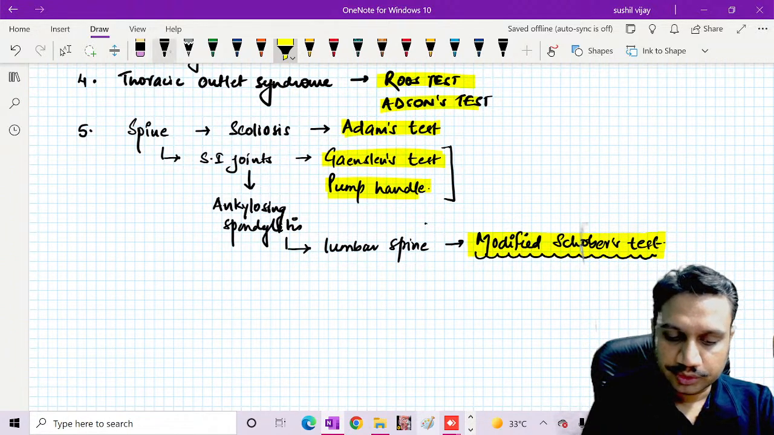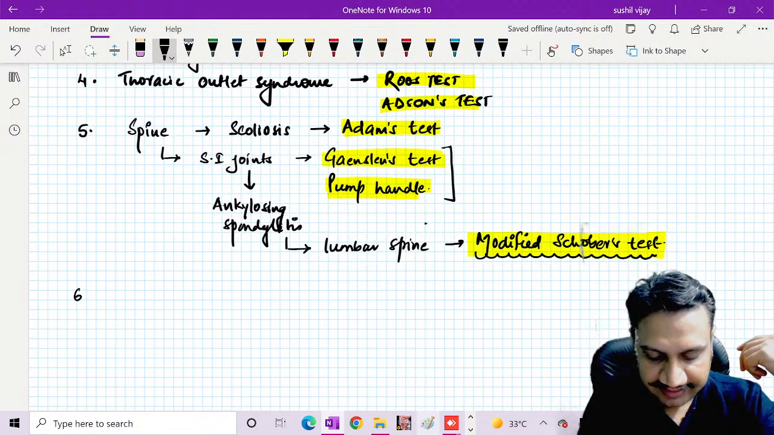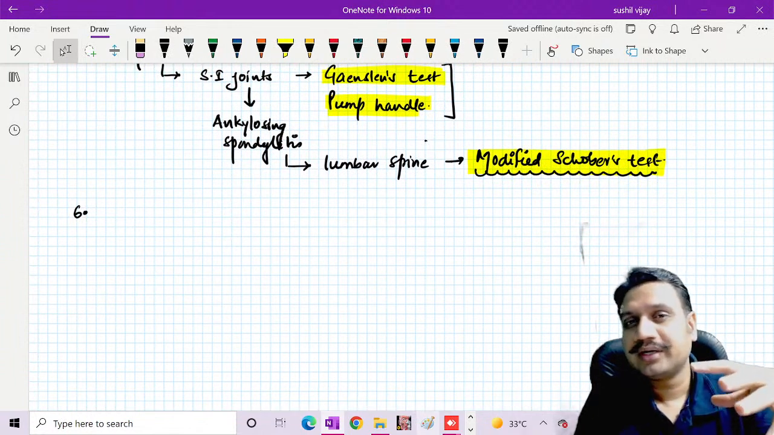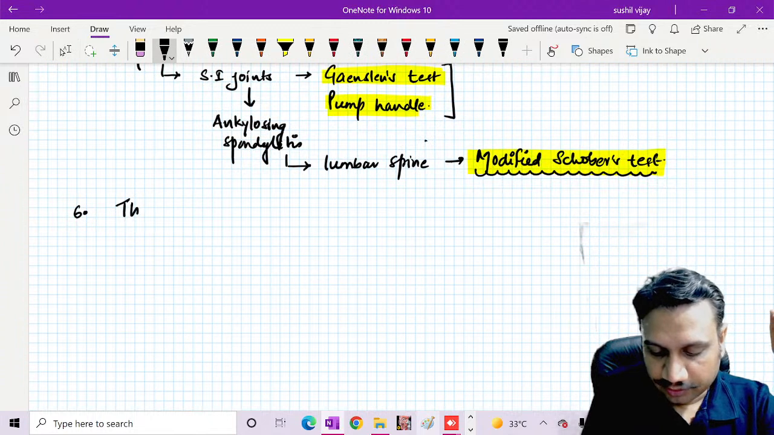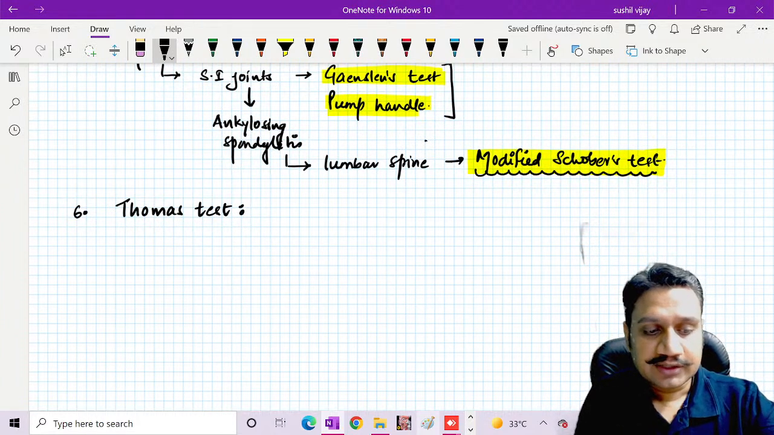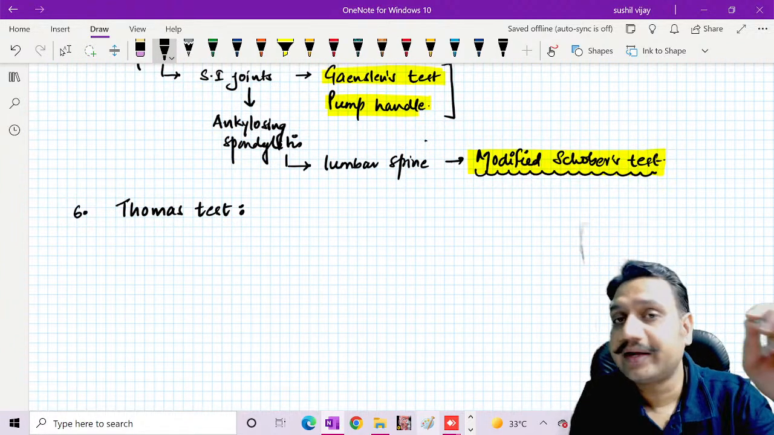When you go to the lower limb, the tests that can be a part of your exam can be the most important ones. At the hip, the lower spine, one of the most important tests is the Thomas test. And I believe all of you know why we are doing the Thomas test. The Thomas test is done for the fixed flexion deformity of the hip. I hope you are aware of that.